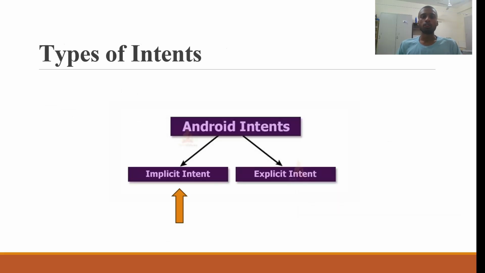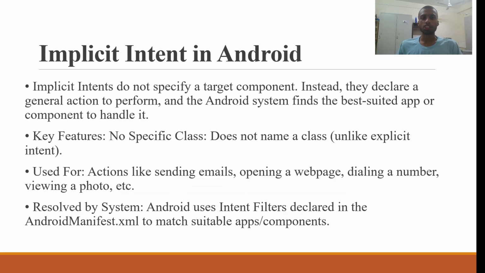Basically, there are two types of intents in Android. First one is implicit intent, and the next one is explicit intent. Implicit intent is also known as external communication, and explicit intent is also known as internal communication. In this video, we will be discussing implicit intent, which is also known as external communication. Implicit intents do not specify a target component. Instead, they generally declare an action to perform, and the Android system finds the best suited app or component to handle it.